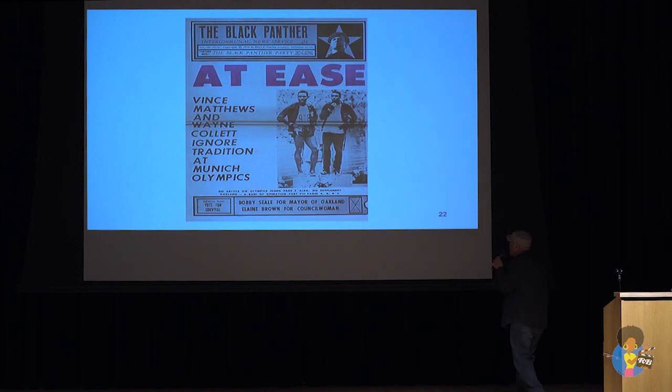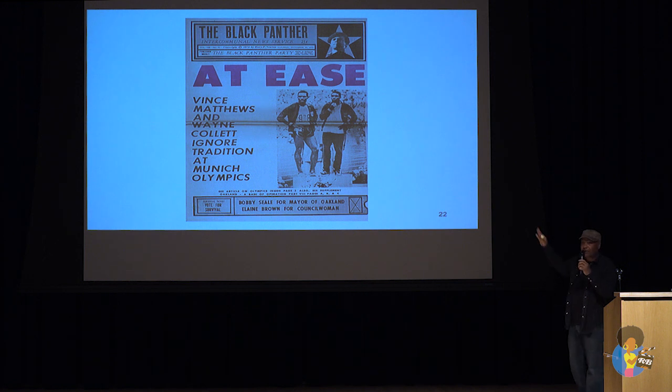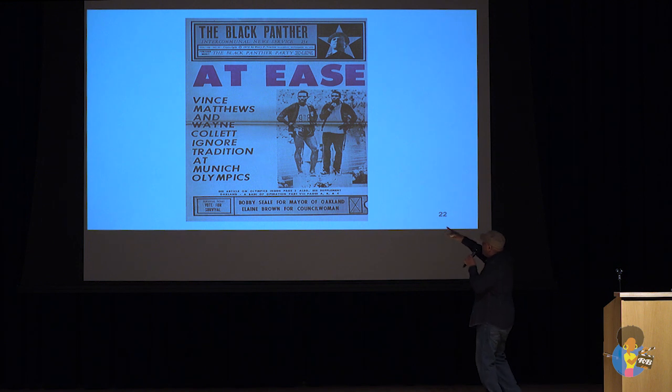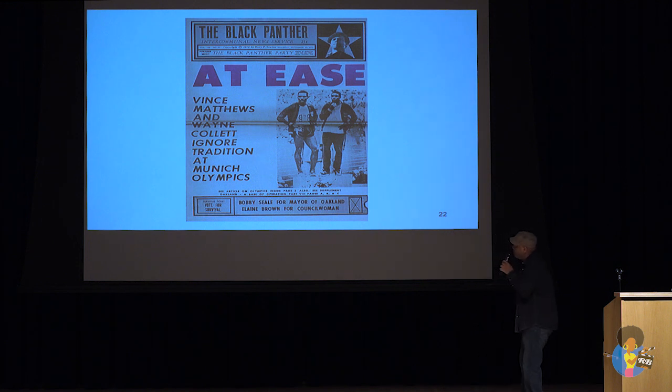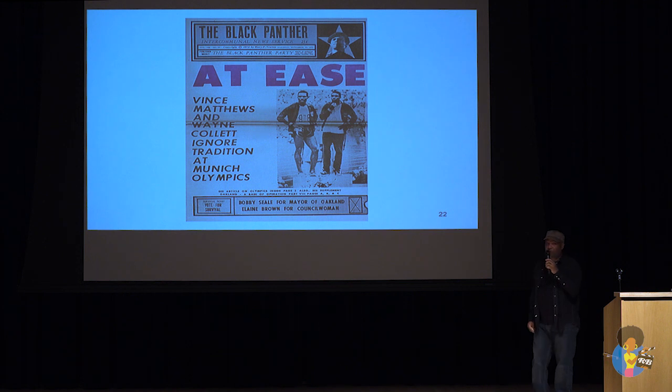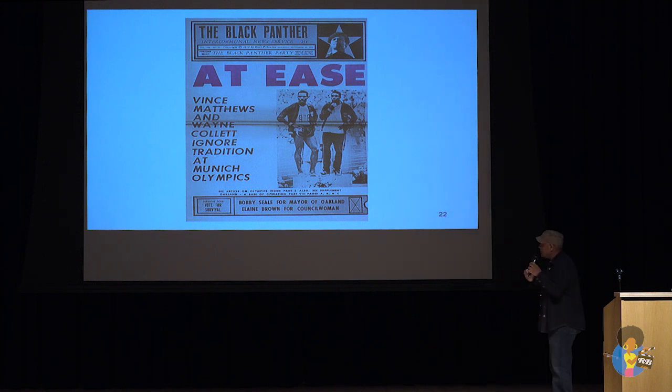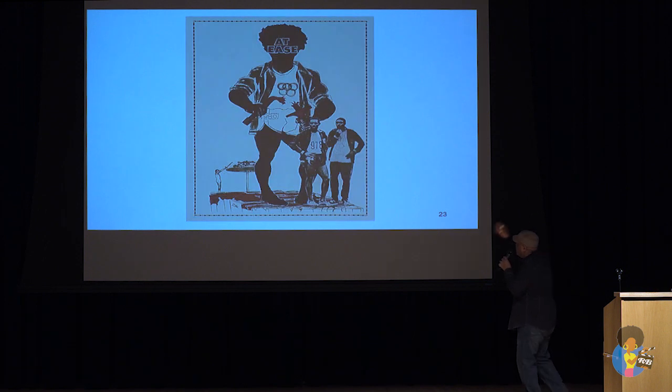Next, please. This is following the 1968 Olympics. This is 1972. This is when Wayne Collett and Vince Matthews, Olympic champions, when they won their medals, the protests continued. When the national anthem played, they just stood there. They didn't put their hand over their heart or shed tears. This was their way of protesting. Next, please. As you see, this was the back of that paper called At Ease.